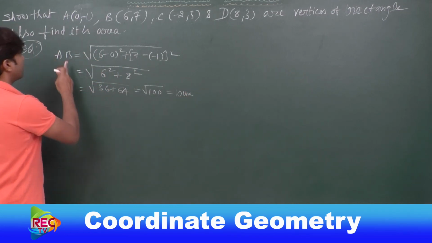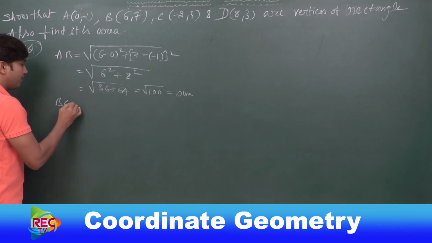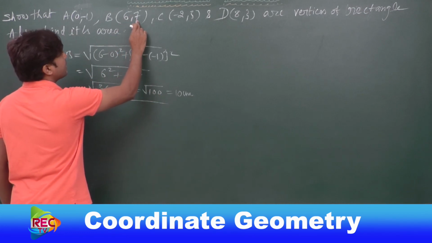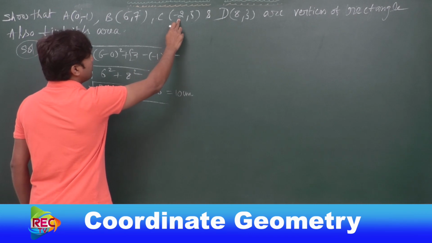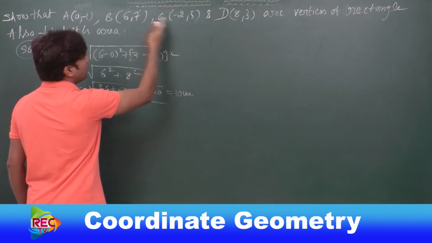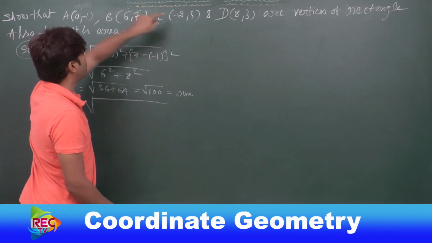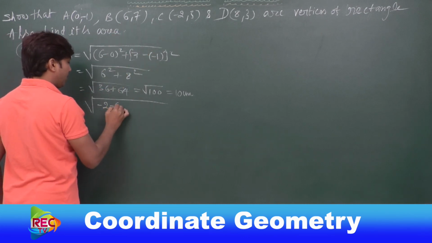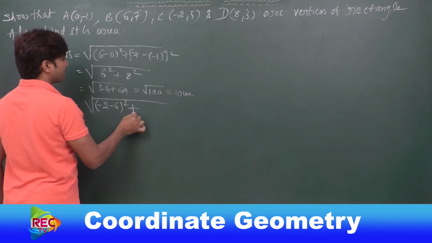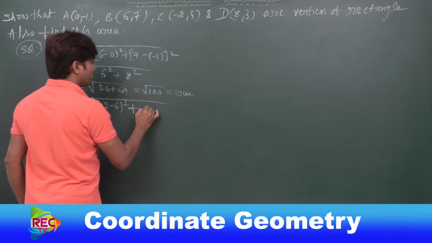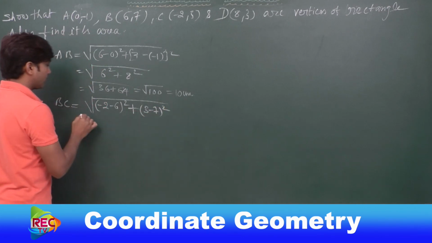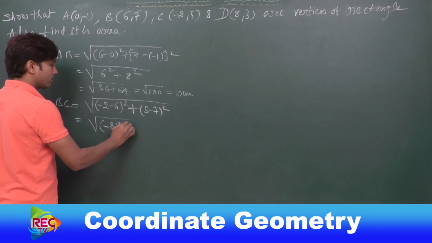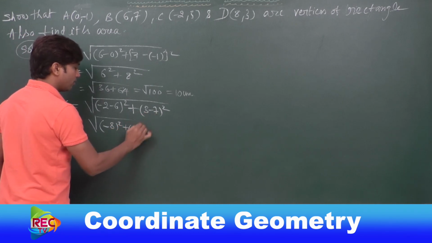Now taking BC. What is the distance between B and C? Again consider 6 and 7 as x1 and y1, and here -2 is x2 and 3 is y2. Now find the distance between these two points: (x2 minus x1) whole square, so -2 minus 6, that would be -8 whole square, plus (3 minus 7) whole square, that is -4 whole square.